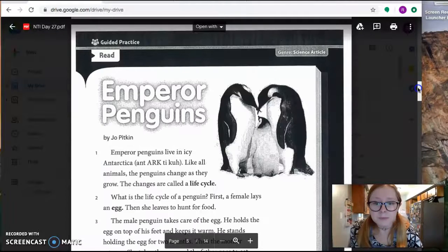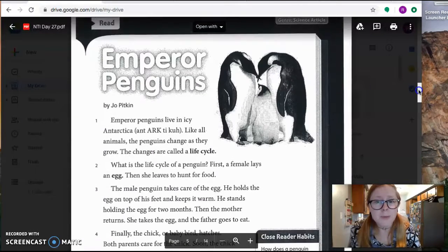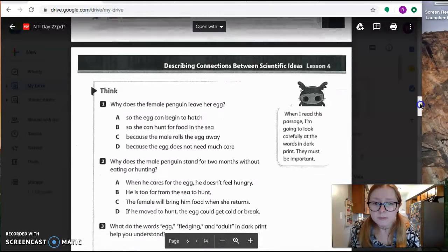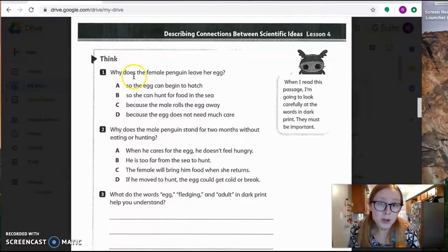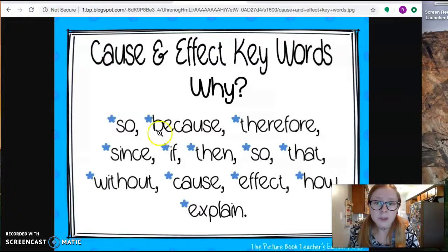And then you're going to read about some emperor penguins and answer some questions about that. And right off the bat, I see some of those key words that we talked about. We can look back at those. So, because, therefore, since, if, then, so, that, without, cause, effect, how, explain. I see some of those words in the answer choices.